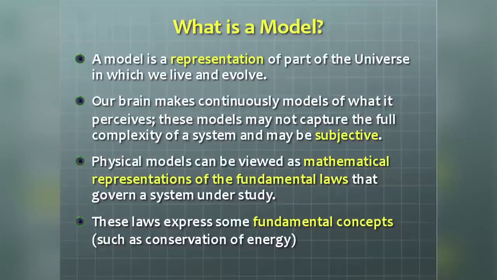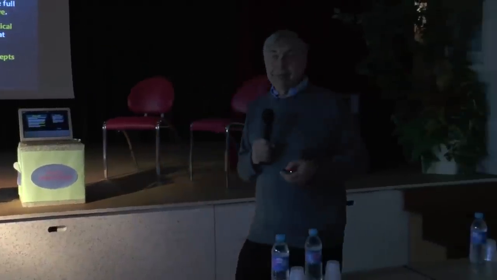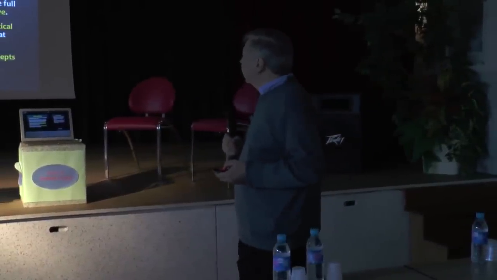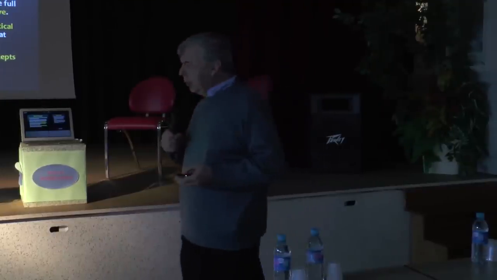But it's clear that a model does not necessarily capture the whole complexity of the system. When you cross the street, you don't care about other problems. You focus on something. You might be even sometimes subjective when you develop a model, because you want to highlight a number of aspects that you think are important.